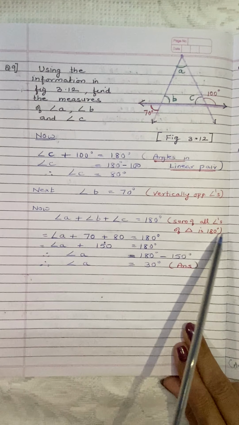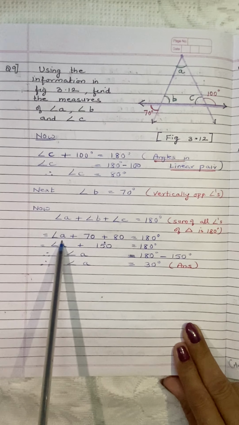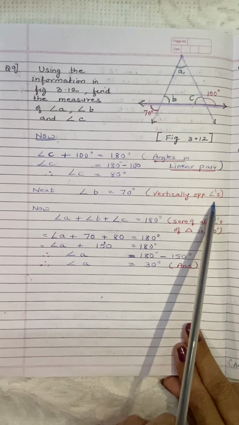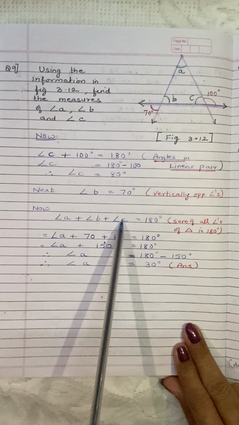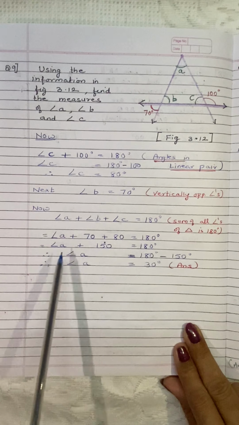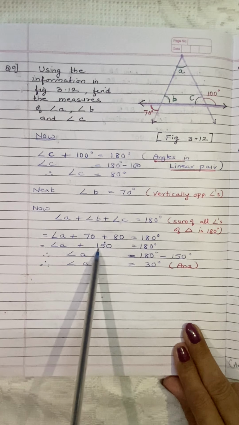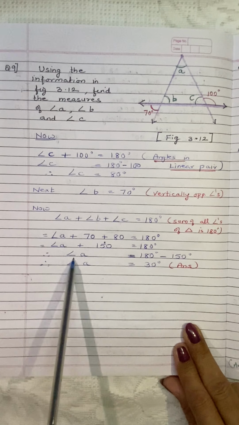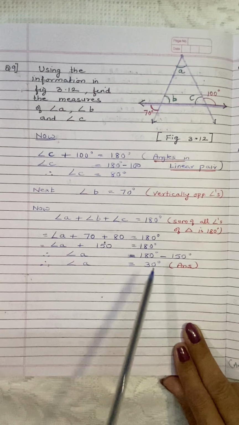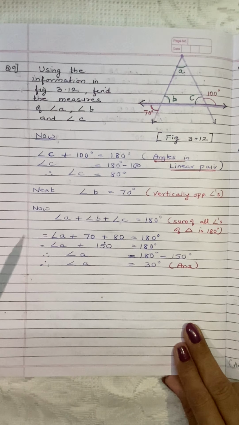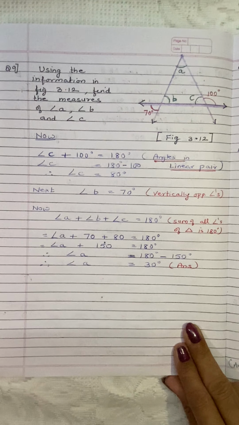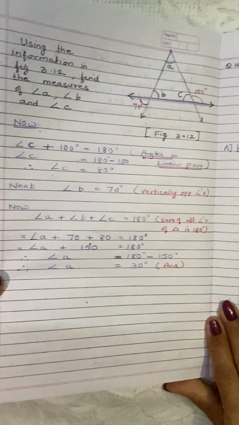The sum of all angles of a triangle is 180. A we do not know. B is equal to its vertically opposite angle, so we will substitute B with 70, and C with 80, which we just found out, equal to 180. Angle A plus 70 plus 80, which is 150, is equal to 180. Therefore angle A is equal to 180 minus 150. Therefore A is equal to 30 degrees. This is the answer. So we have found the measures of A, B and C. Now question 10.